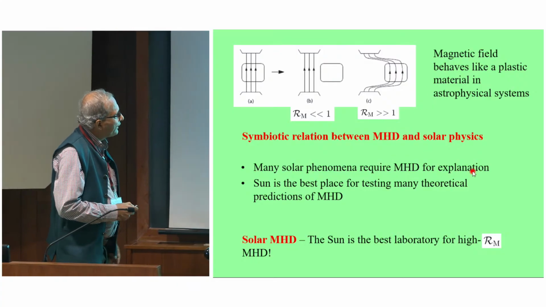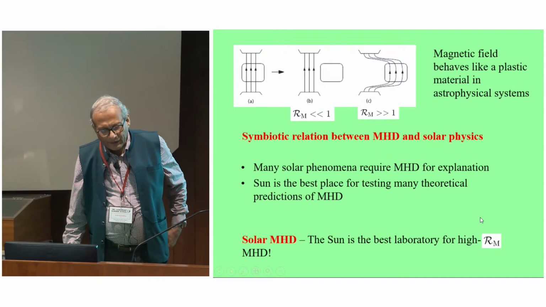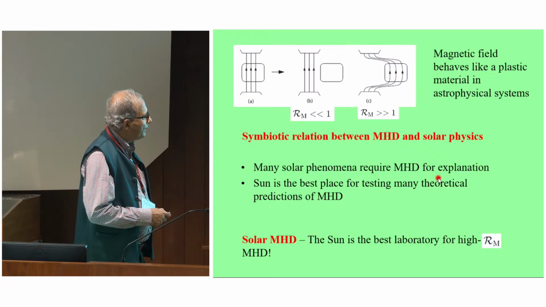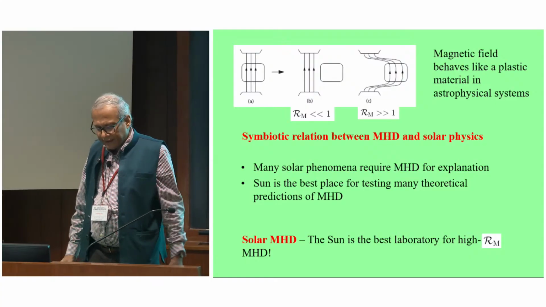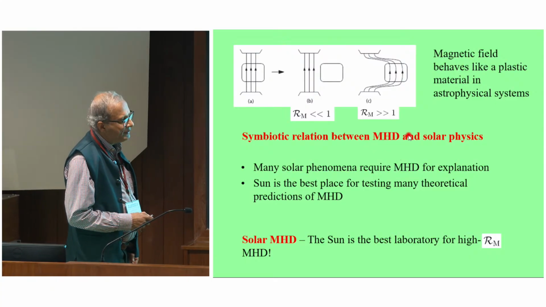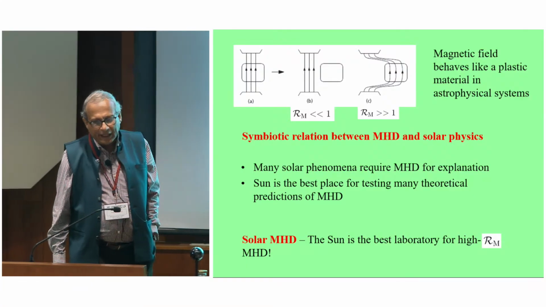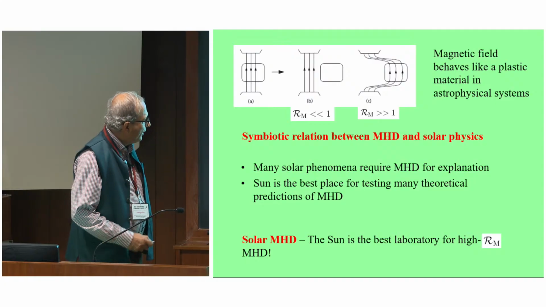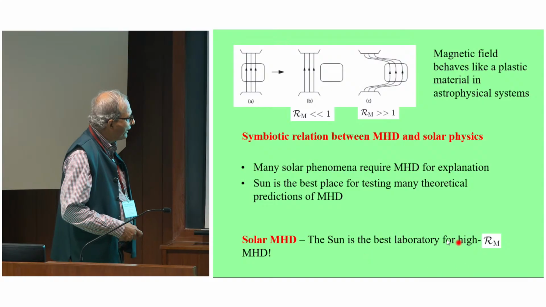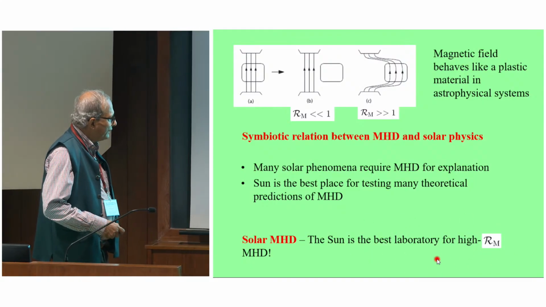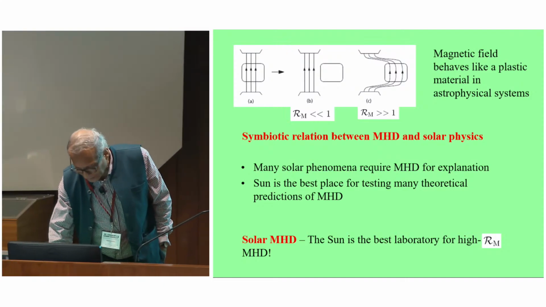There is a symbiotic relation between MHD and solar physics. There are many solar phenomena which require MHD for explanation. On the other hand, some of the most interesting theoretical predictions of MHD are for high magnetic Reynolds number situations which cannot be tested in the laboratory. So one often says that the sun is the best place for testing many theoretical predictions of MHD, and the subject of explaining solar phenomena with MHD is known as solar MHD.